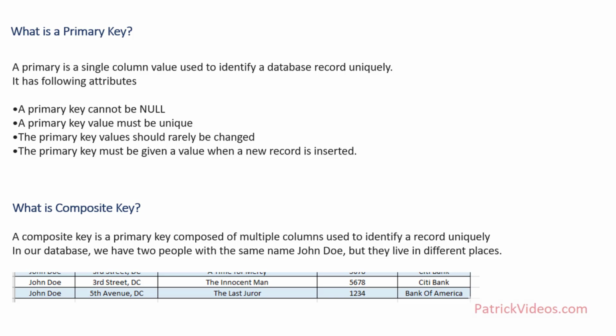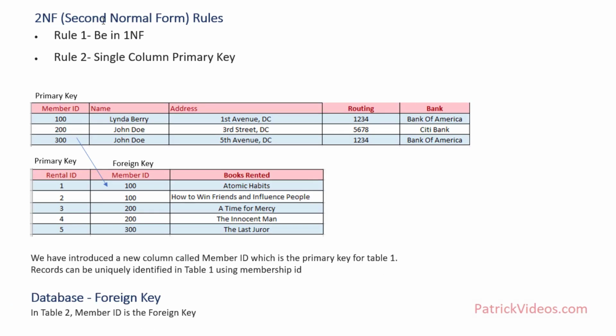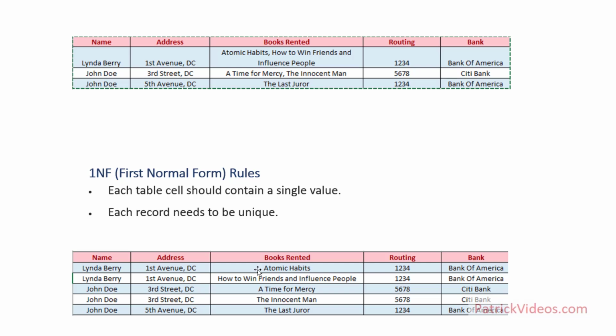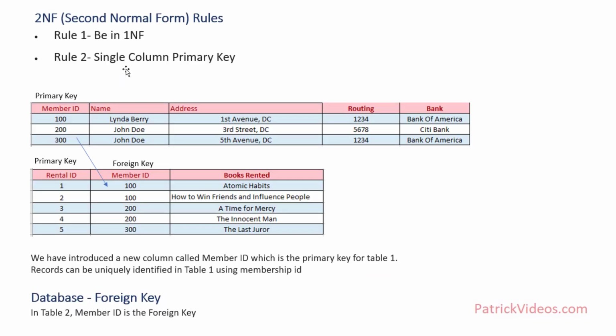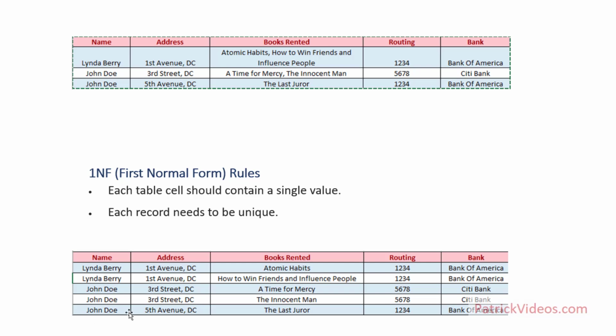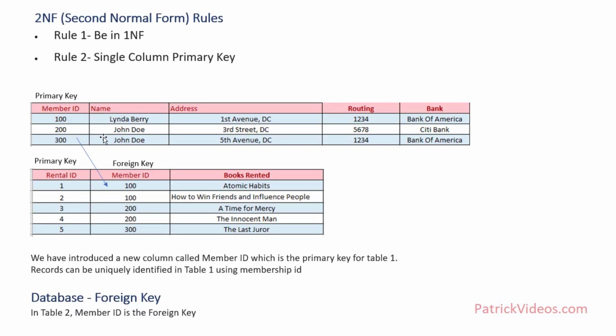Now let's look at the concept of second normal form. The second normal form rule says, first be in first normal form. That is, make sure that every value is in its own cell and every record is unique. So be in that rule. And the second rule is, the record should have a single column primary key. You cannot have a combination primary key. You cannot say, hey, the combination of these two are unique. No, we want to have a single column primary key. So the only way to transform this data to have a single column primary key is to split up the data into multiple tables, something like this. So let's take a look at it right now.